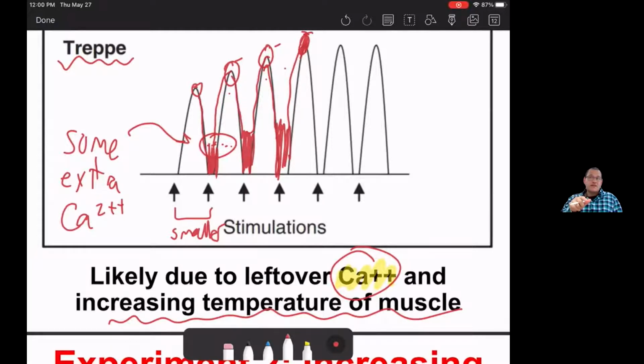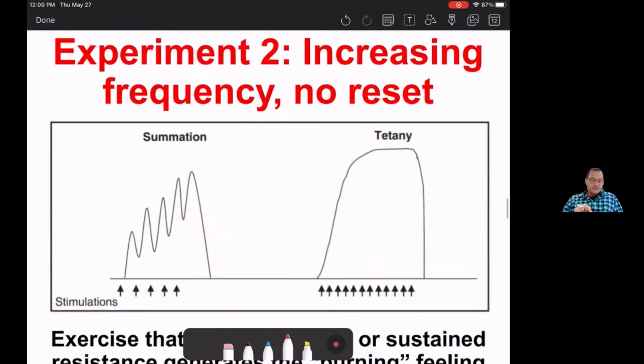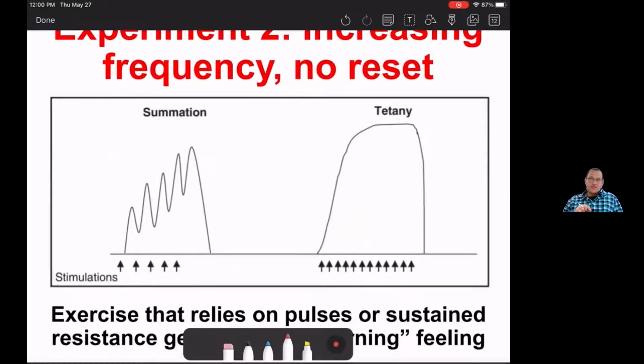Now, the key difference with treppe here, yeah, we're making an ascension. We are technically resetting at least a little bit, though. So let's up the ante. Two more options here. Summation is kind of like what we just saw with treppe, but you don't get to reset.